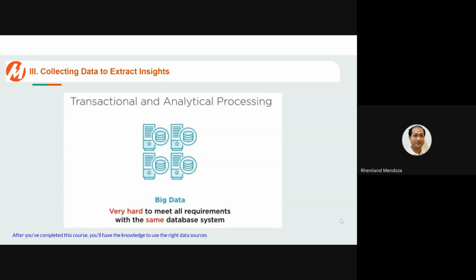But as the size and scale of data has grown, it's very hard to meet all of the requirements for transactional as well as analytical systems using the same database system.